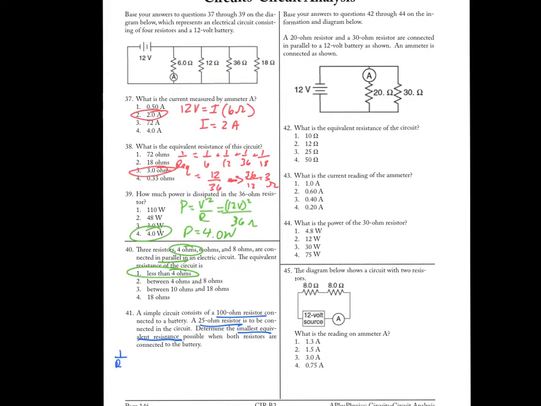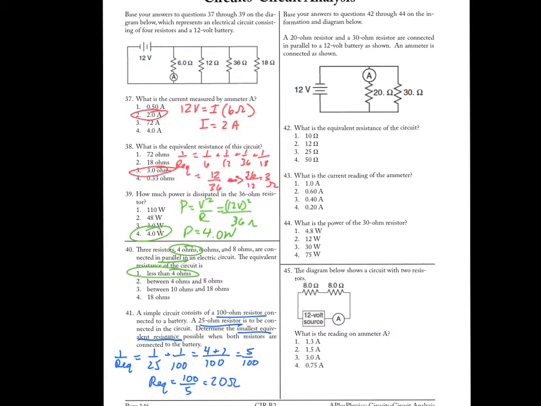So we could do 1 over REQ is equal to 1 over 25 plus 1 over 100. Our least common denominator is 100. So this is 4 over 100 plus 1 over 100, 5 over 100. Flip it over. 100 divided by 5 equals 20 ohms, which is our answer.